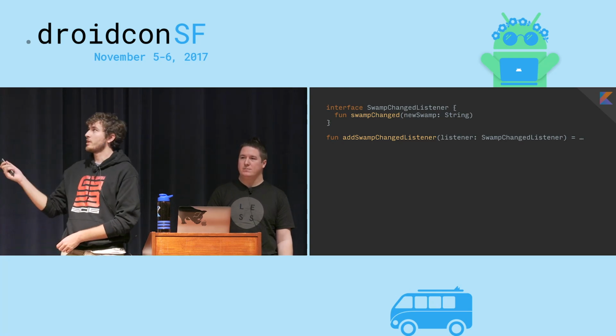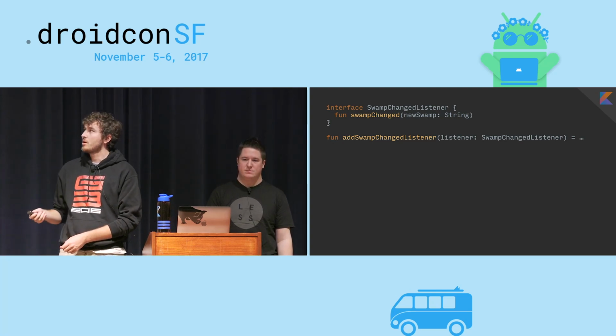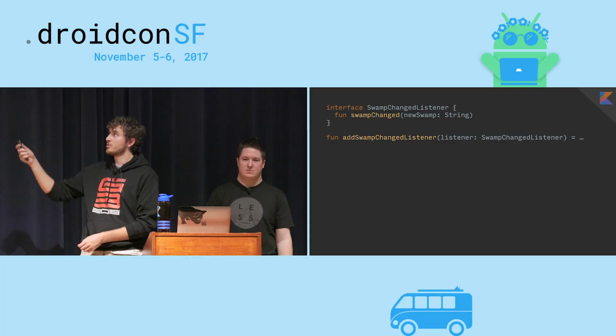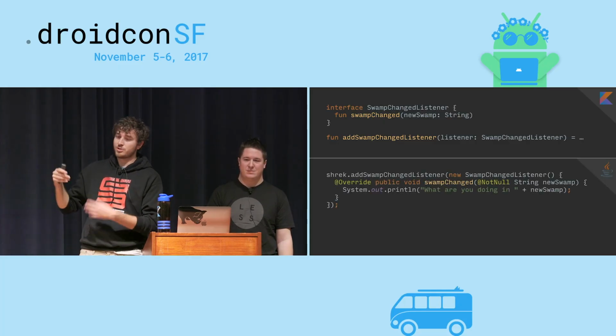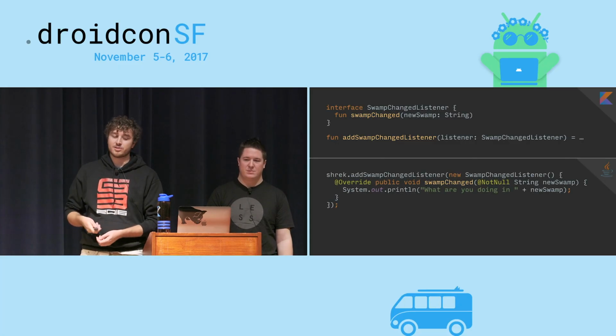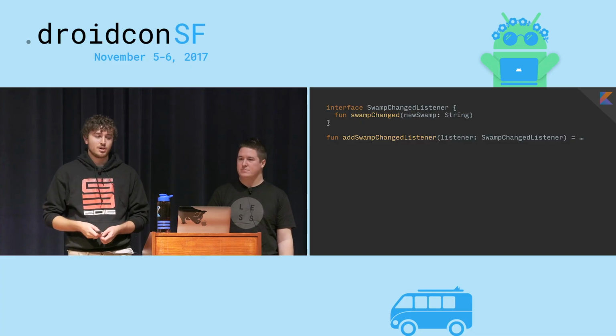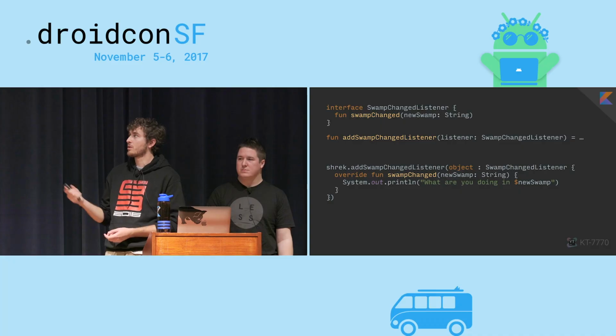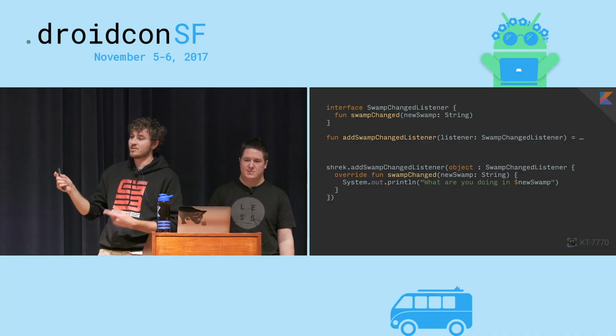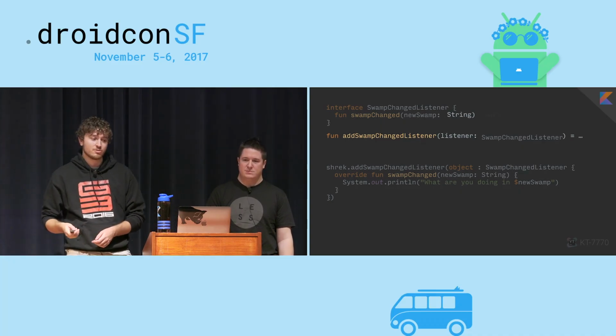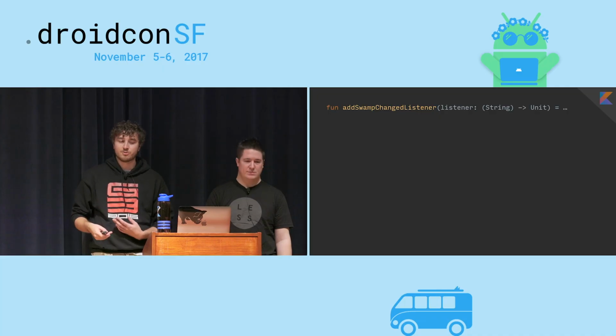Another thing you should be worried about are these single abstract method interfaces. In this case, we're adding a listener to listen to swamp changes. From Java, if you're using a single abstract method, then typically you might have this inner anonymous class that implements it, but the language can optimize it away into a Lambda, which is a lot nicer. Unfortunately, the same doesn't work for Kotlin. You can't take this and instead use a Lambda for it. What Kotlin wants you to do instead is to ask for the Lambda directly.